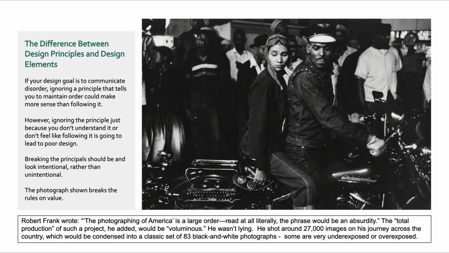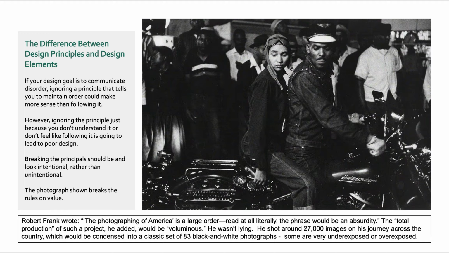And here, this photograph is an example. Robert Frank wrote, "The photographing of America is a large order. Read at all literally, the phrase would be an absurdity. The total production of such a project," he added, "would be voluminous." And he's not wrong, right? He shot 27,000 images on his journey across the country, which would be condensed into a classic set of only 83 black and white photographs. And some of them are very underexposed or very overexposed.